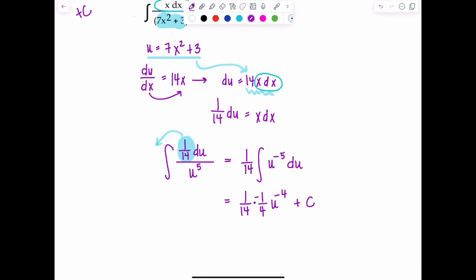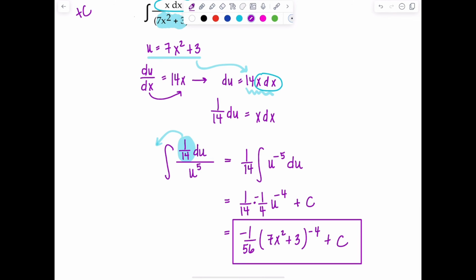Now we have to clean up a wee bit more. Negative 1 over 14 times 4, that's negative 1 over 56. And then let's return to the original variable. Instead of u, I'm going to go back to 7x squared plus 3 to the negative 4th plus c. And that one's done. Yay!